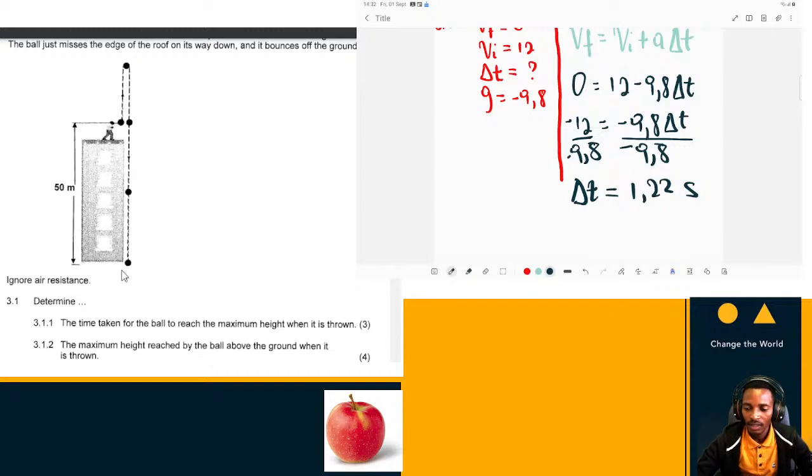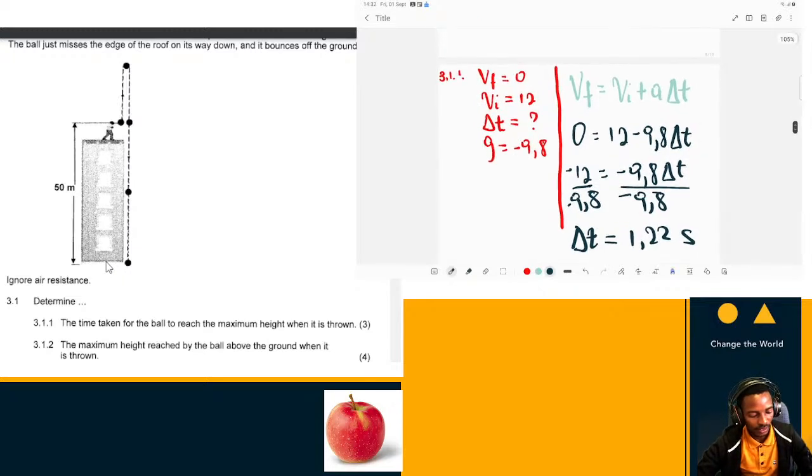Determine the maximum height reached by the ball above the ground when it is thrown. So, all right. According to our data, we have initial velocity, we have final velocity at maximum height, we have the gravitational constant, and we are looking for maximum height, and we also have time. So we can choose any formula with all these quantities.